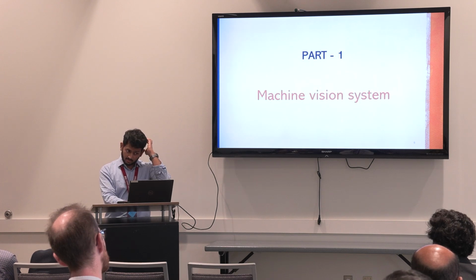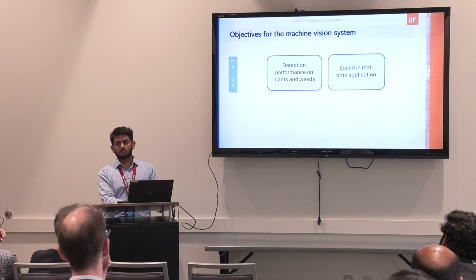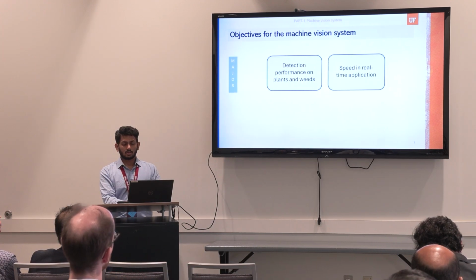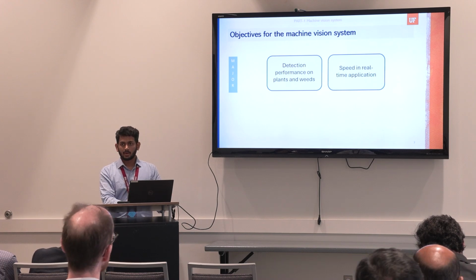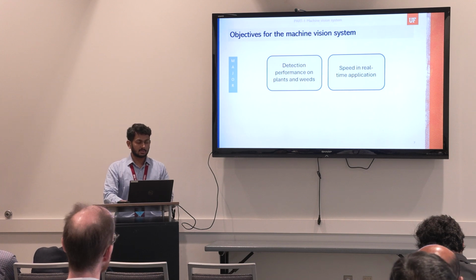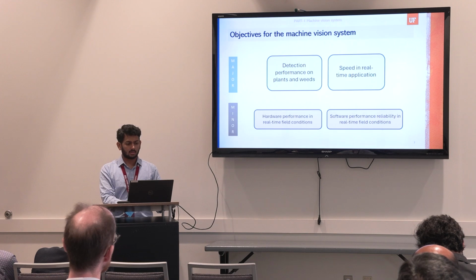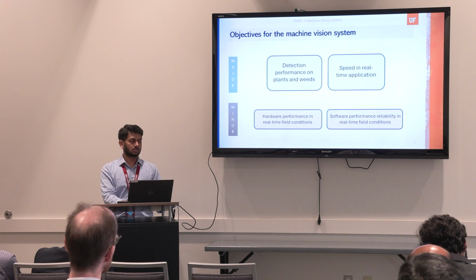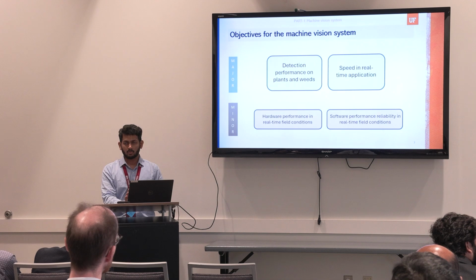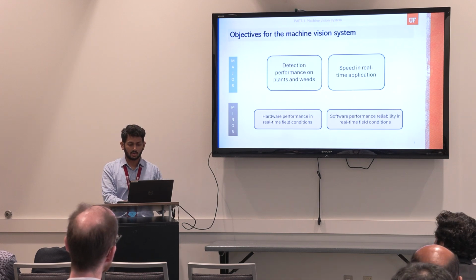Right now we'll just go through the first part, which is the machine vision system. The objective of the machine vision system here was to improve the detection accuracy, as well as make sure that the speed in real time was good. Because it's a real-time system, we have to have a careful balance between both. Those two were the major objectives. The minor objectives were, while developing this robot, to make sure that the hardware is robust enough to work in the extreme heat and humid climate of Southwest Florida, and also that the software is good enough to work in that and support the hardware.